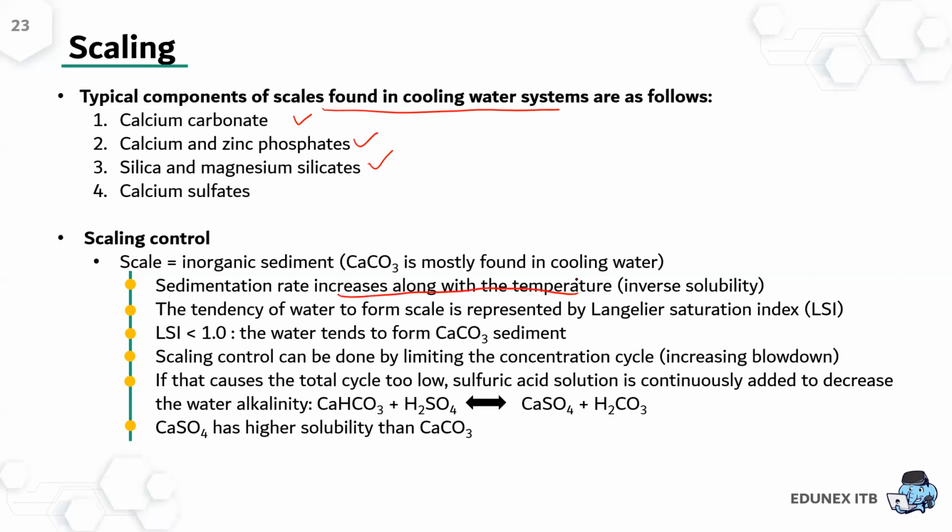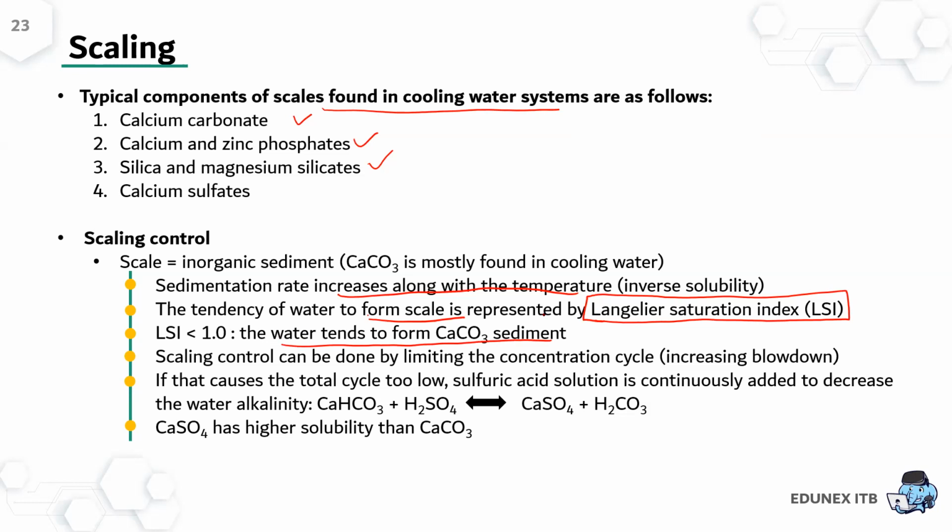The tendency of water to form scale is represented by an index. So you have to know it. We call it the Langelier Saturation Index, LSI. The LSI has become the standard to represent the scaling process. If the LSI is lower than one, then the water tends to form calcium carbonate sediments.